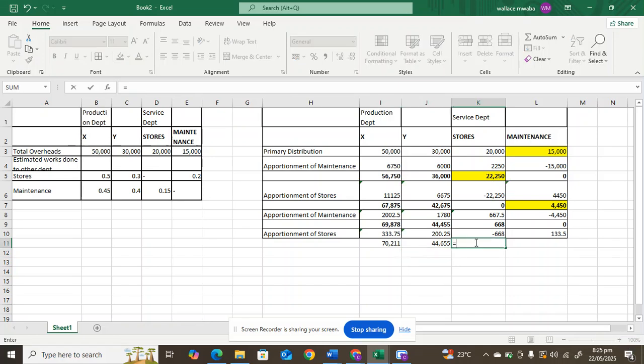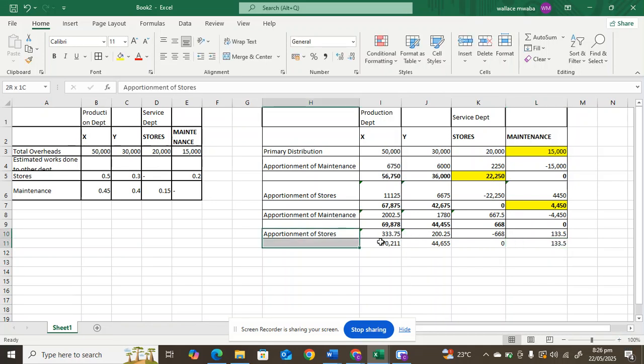Then here we're going to say 668 plus negative 668. I don't know why it's giving me 1. You're supposed to get a 0. We'll put a 0 here. Then 0 plus 133.5, you get 133.5. Okay, so the process continues.